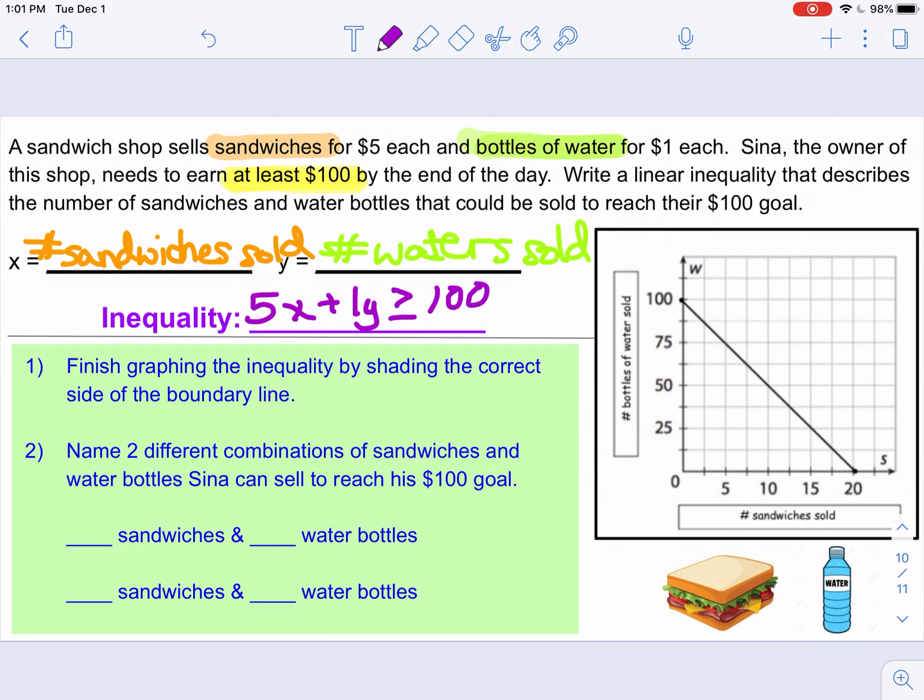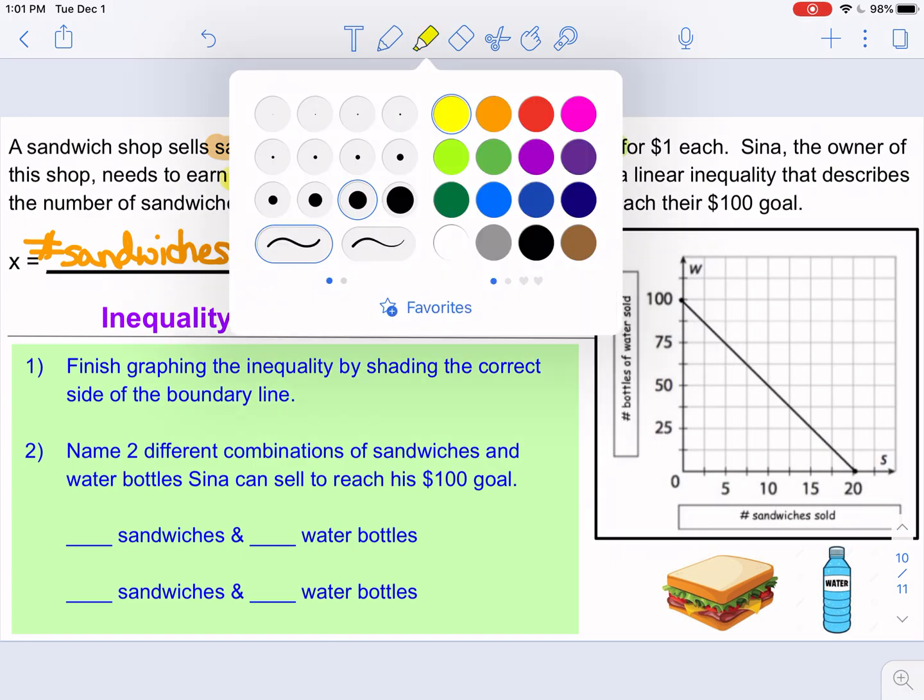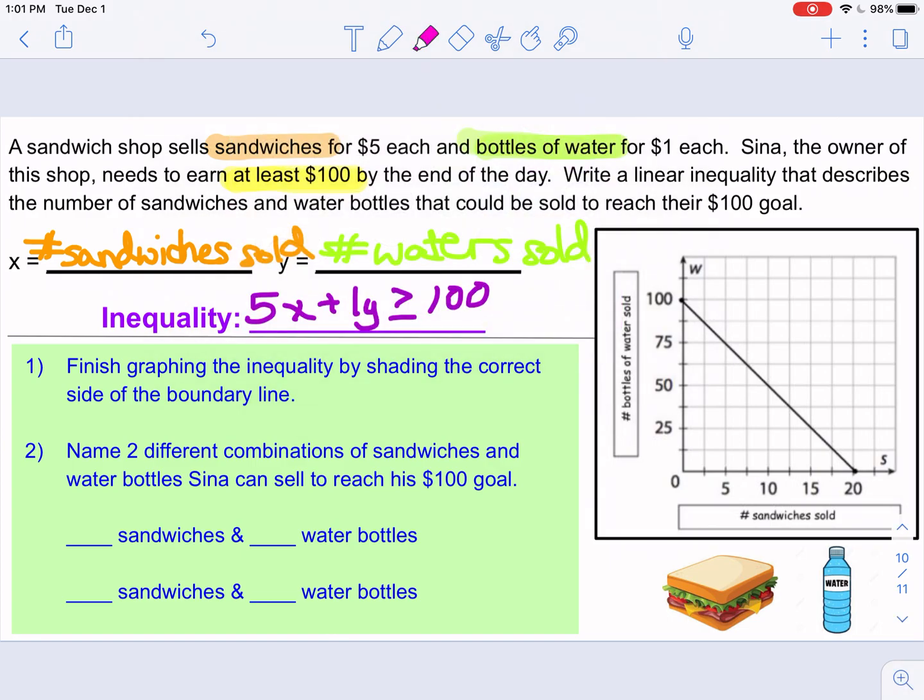Finish graphing the inequality by shading the correct side of the boundary line. Because it's greater than or equal to, I want to shade above the boundary line. And it's a solid line because it's greater than or equal to.